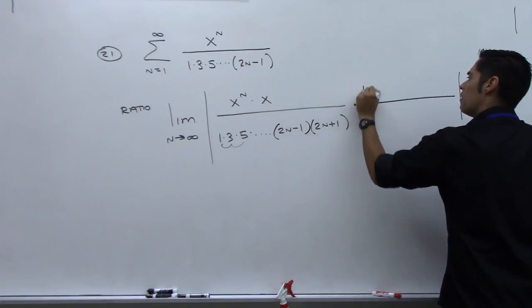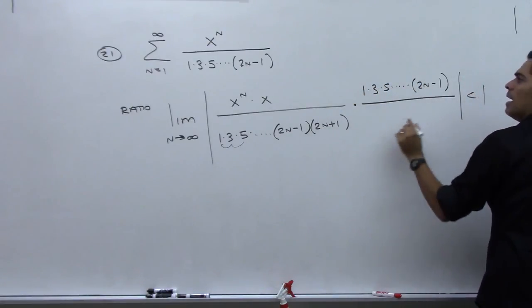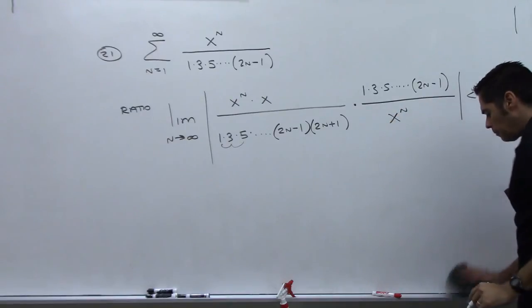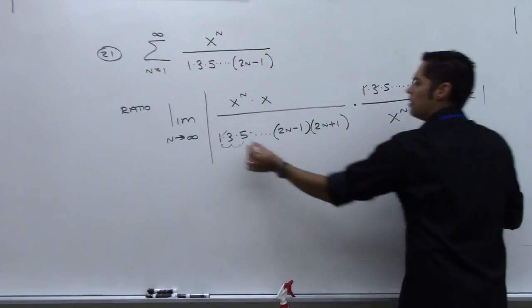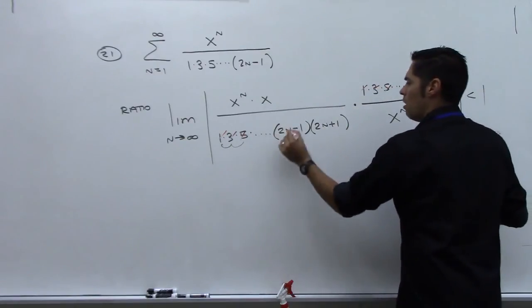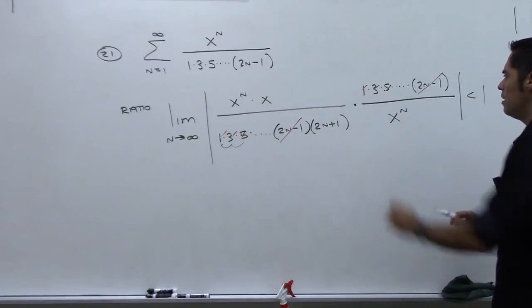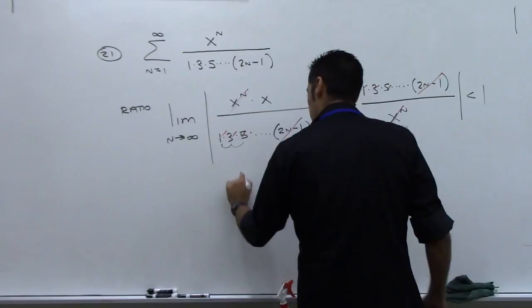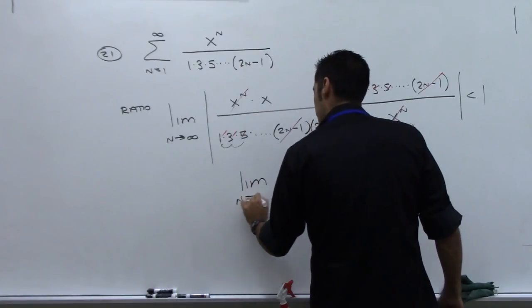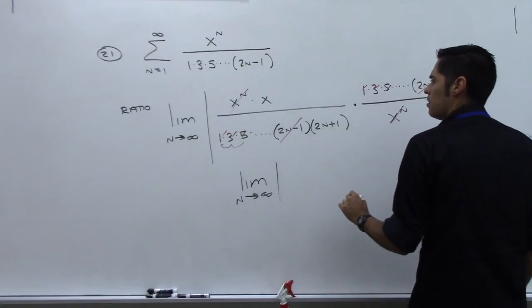It's just that flipped over, 1 times 3 times 5 times dot dot dot 2n minus 1, and then on the bottom, x to the n. And so you can see that all of these, 1, 1, 3, 3, does this look familiar? 5, 5. All these cancel until I get that, and the only thing left is this one. Then the x to the n's cancel. So this gives me the limit, n goes to infinity of, let's see, what's my n stuff?